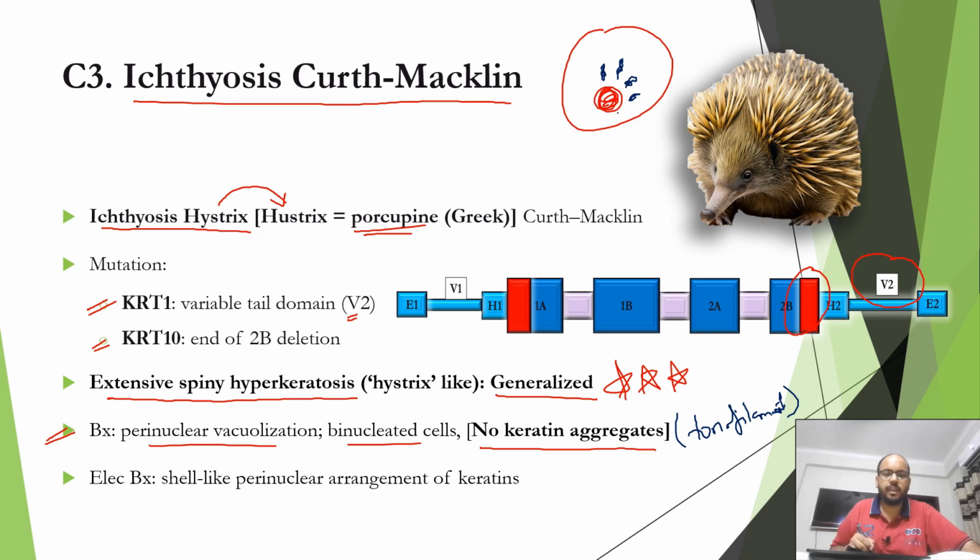So on electron microscopy, you will see a shell-like perinuclear arrangement of keratins, and this is what is happening here also. You have accumulation of keratin filaments here, and it becomes a shell-like cover over the nucleus, as if a porcupine is guarding the nucleus, and you can remember this is seen in porcupine-like ichthyosis or ichthyosis hystrix. One of the very interesting disorders. Okay, let's move forward.